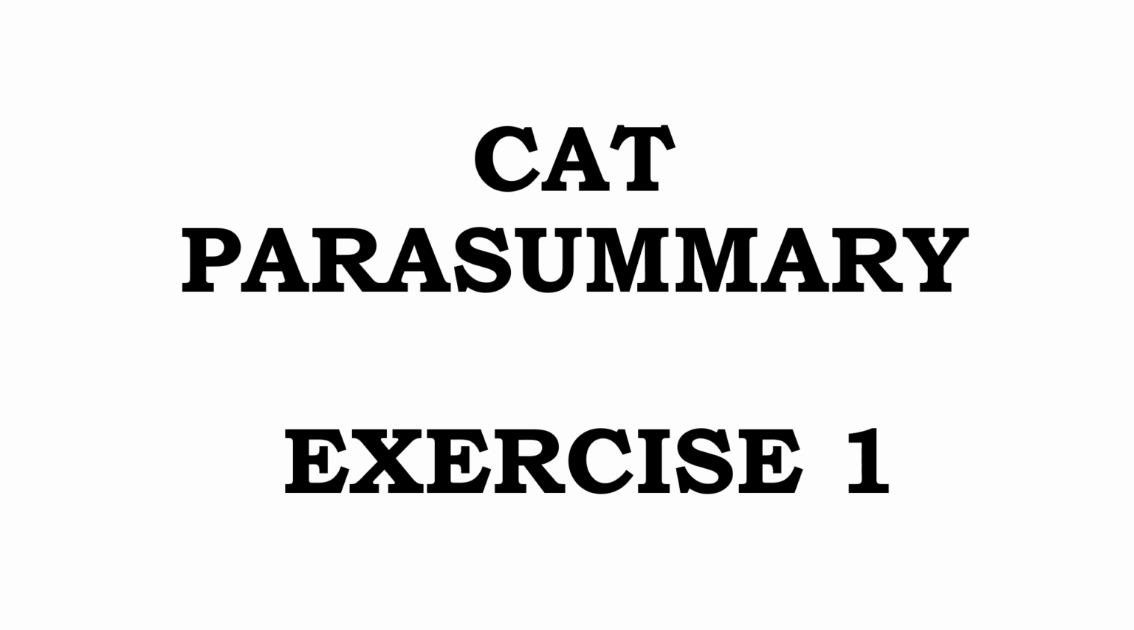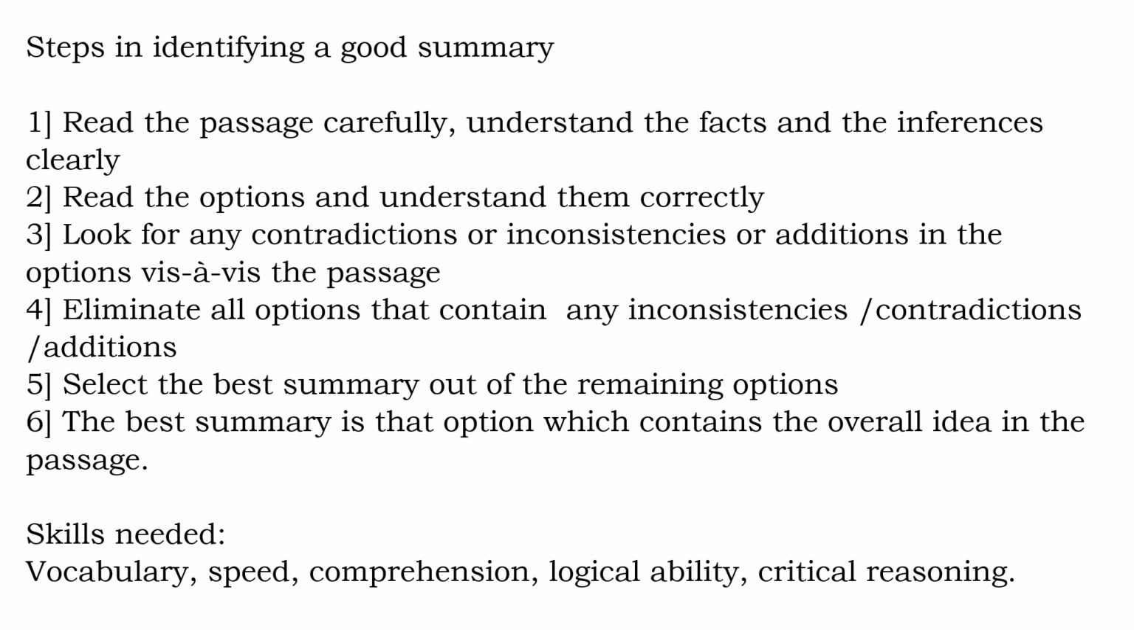But many times it is made difficult because the options are really confusing. So your ability to read and understand the passage correctly and your ability to closely observe the options and eliminate the wrong options and arrive at the correct answer acquires a lot of importance. So there are certain skills that you need to have, or there is a process in which you can find a good summary. Spotting a good summary is a process which is generally done like this.